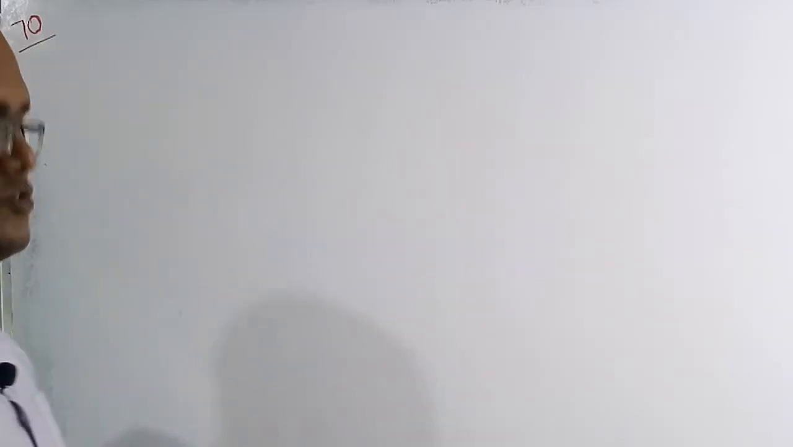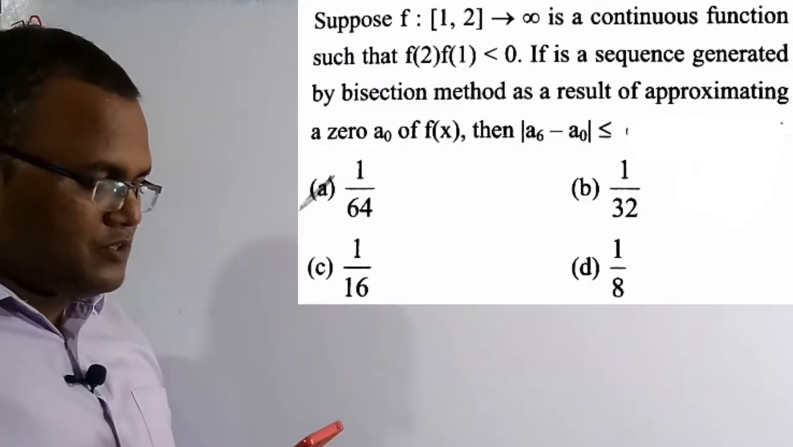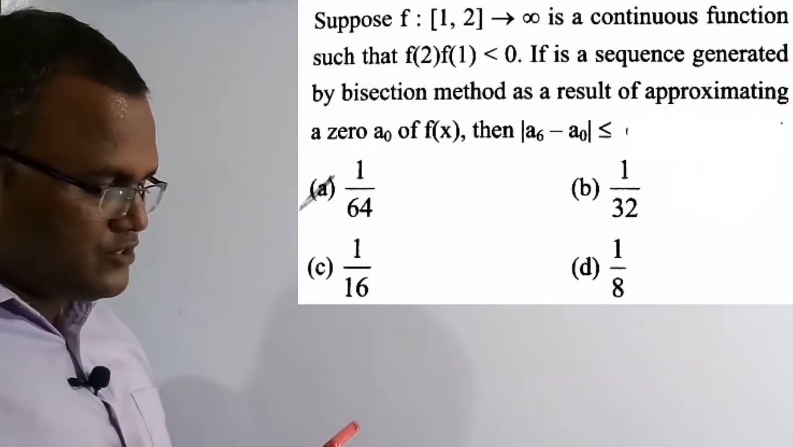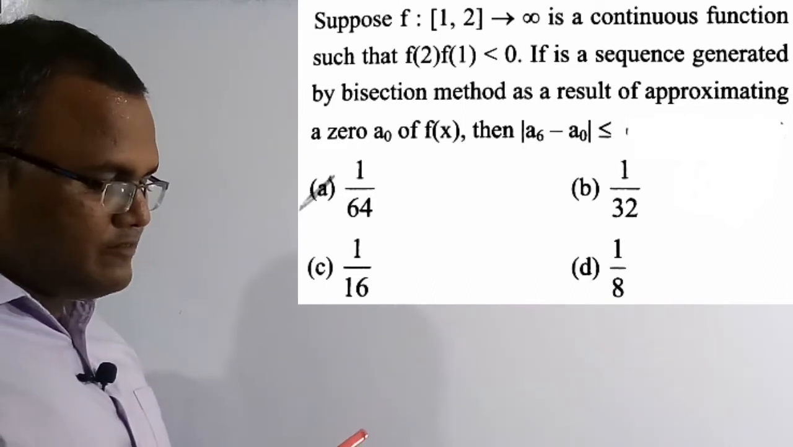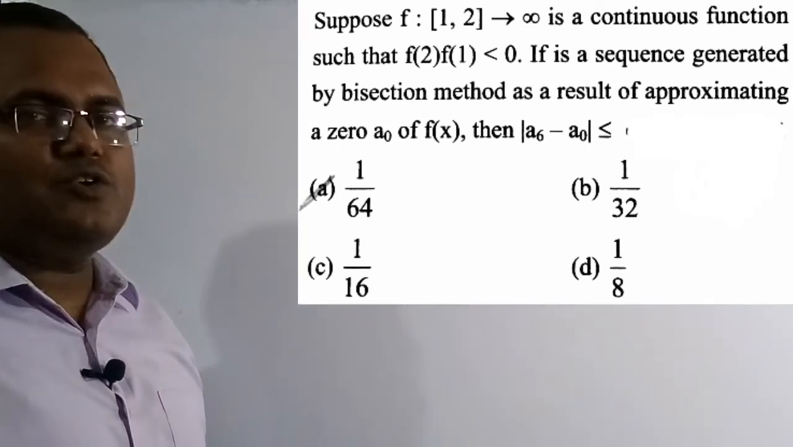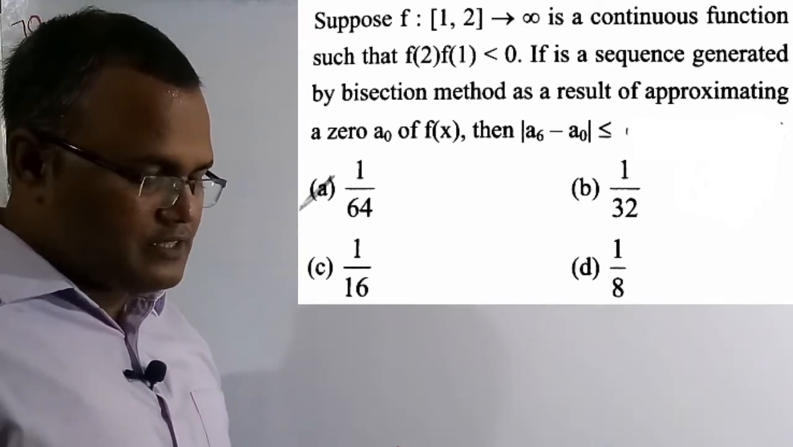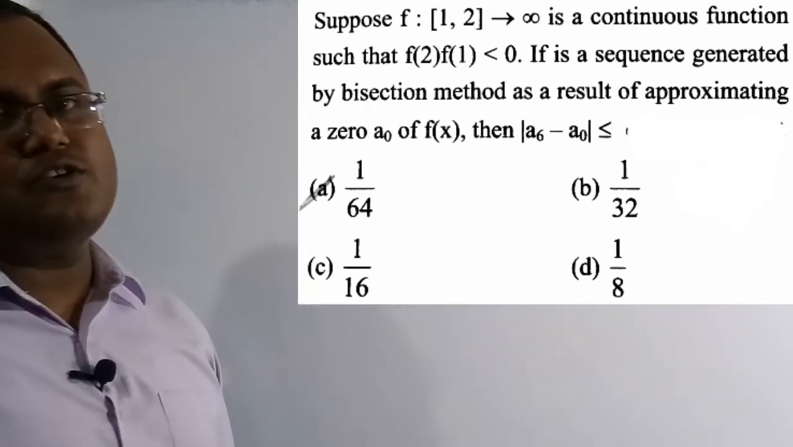So now we are going to solve the last question of this lecture. See the question here. Suppose the function f is defined from [1, 2] to infinity and is a continuous function such that f of 2 into f of 1 is less than 0. Suppose a_n is a sequence generated by the bisection method as a result of approximating a root a naught of f of x. Then what is the modulus of a6 minus a naught less than or equal to, we need to figure out.